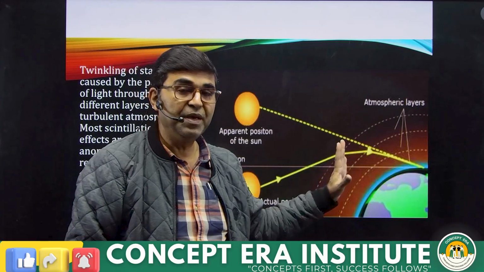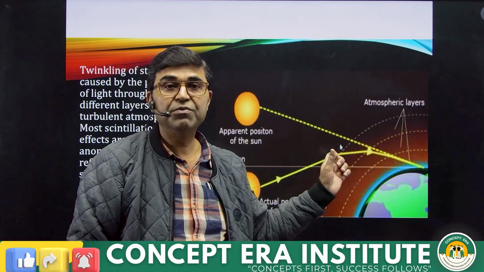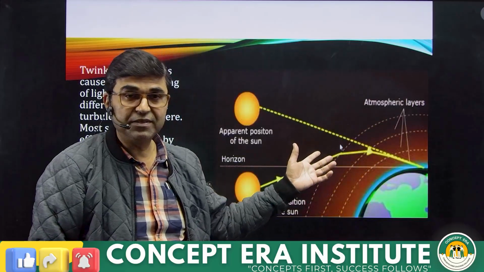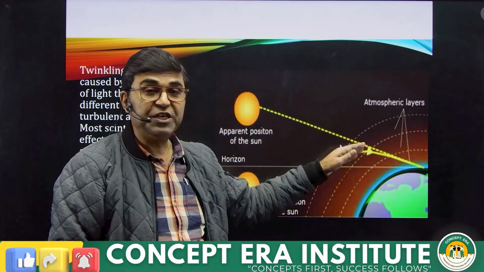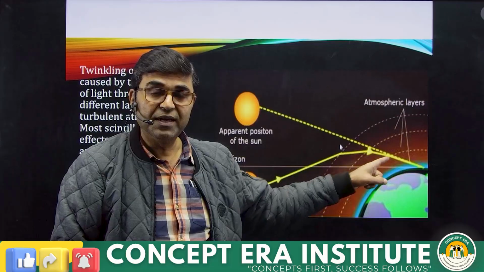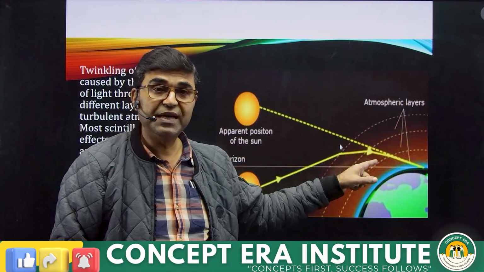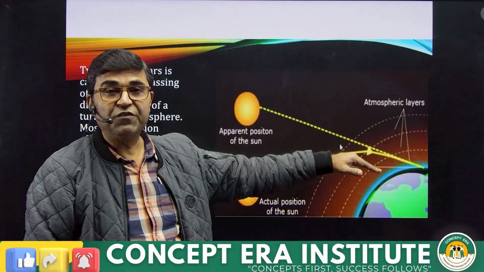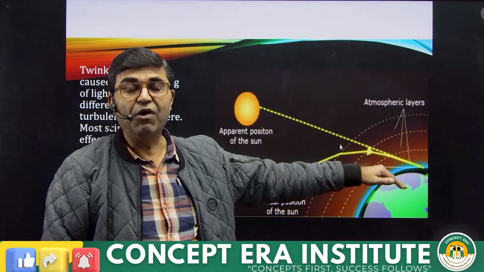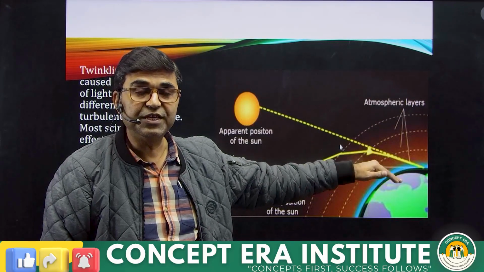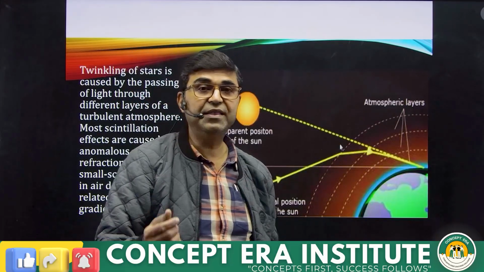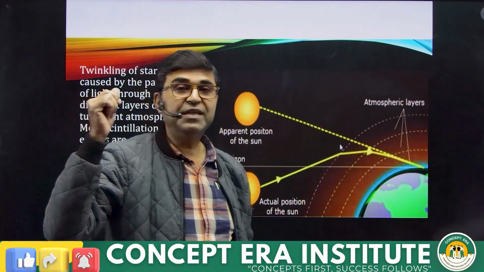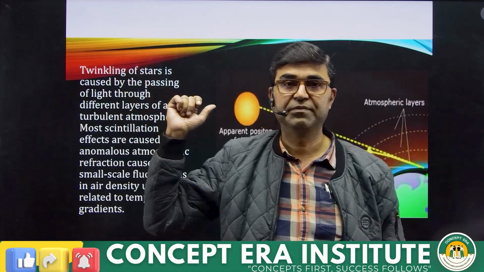The air may move, wind may blow, temperature may rise or fall, and due to these factors, there may be a change in the densities of the layers. So, due to changing atmospheric conditions, the angle at which the refraction is occurring also changes. And this change causes a flickering in the ray of light that is coming from the star, and we see that the star is twinkling.